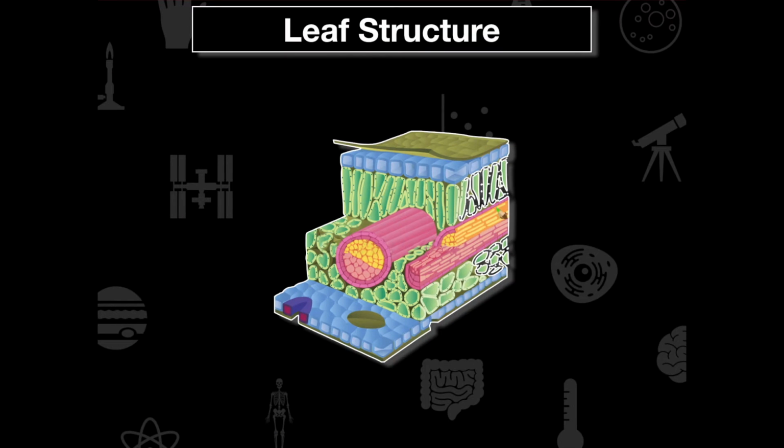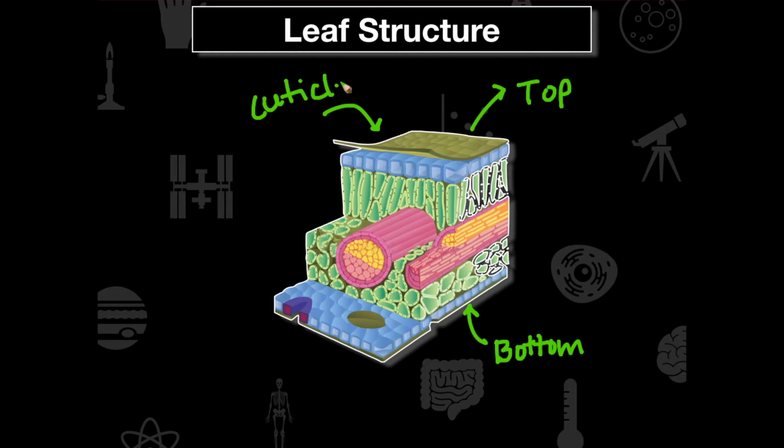So if we look at this cross section of a leaf, this is the top of the leaf here, and then this would be where the bottom of the leaf is here. What we've done is we've taken a cross section and taken out chunks here to look at all the different types of cells that are commonly in leaves. So the first thing that we're going to look at is what we call the cuticle. This top part we call the cuticle.